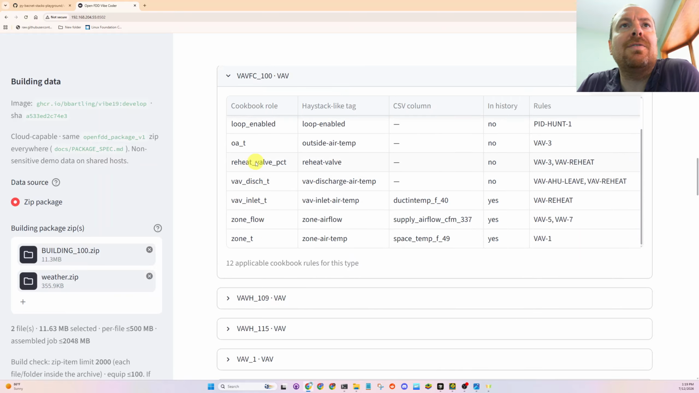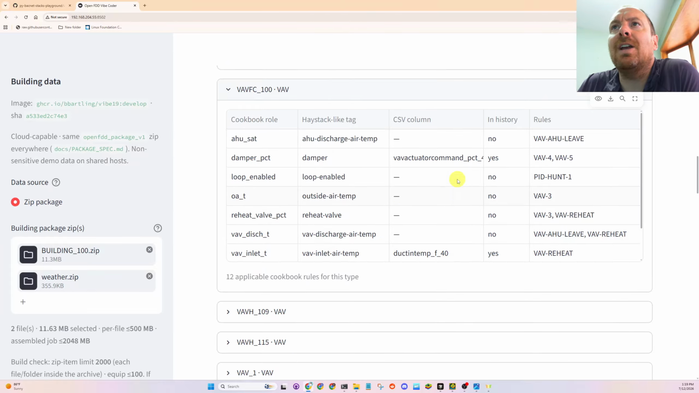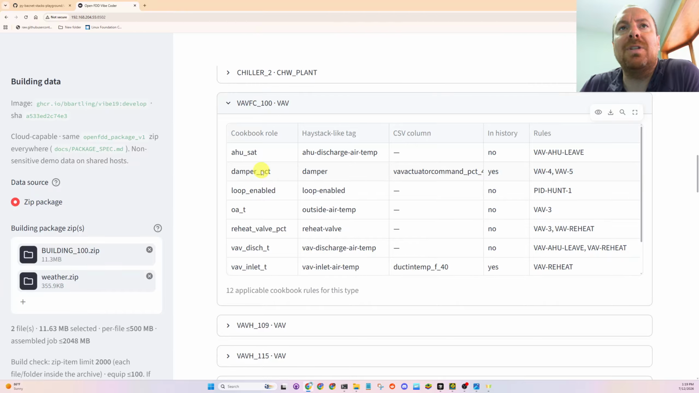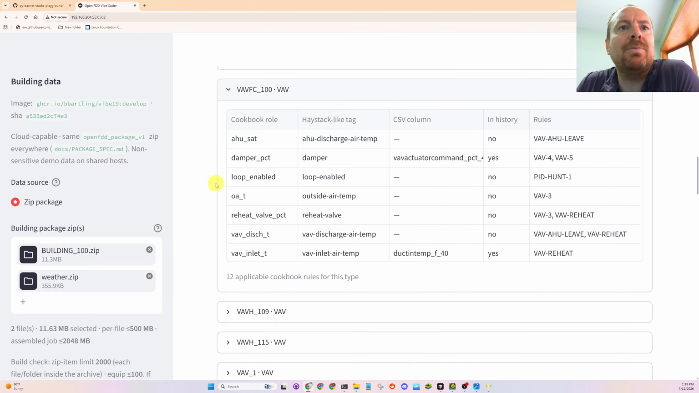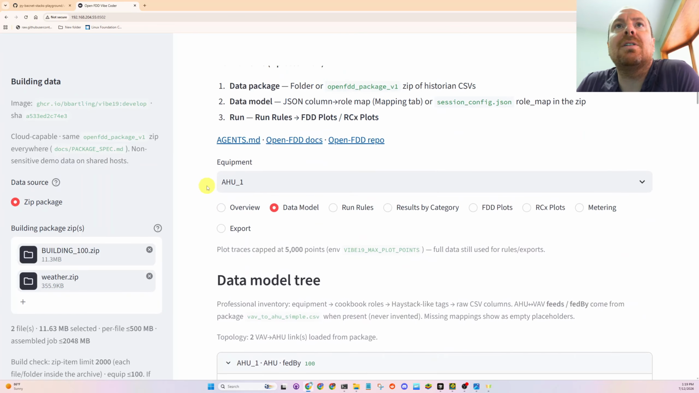The reheat valve on a VAV box would control to leaving air temperature or potentially zone temperature directly. And the airflow damper would be some kind of PI or PID control to the airflow and airflow set point. Okay, so that's the data model.